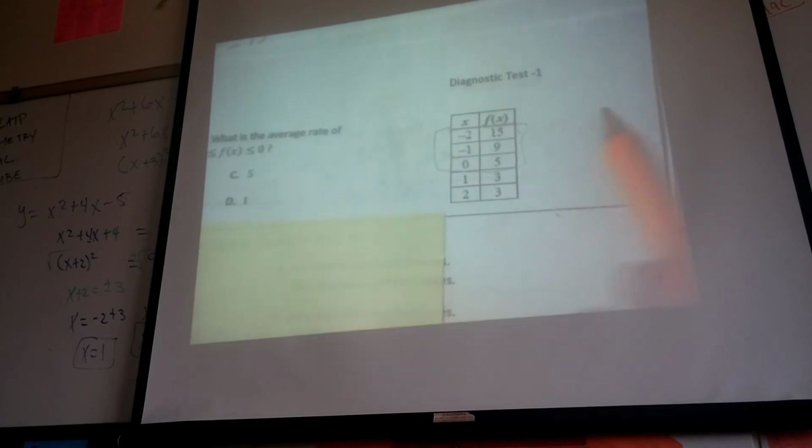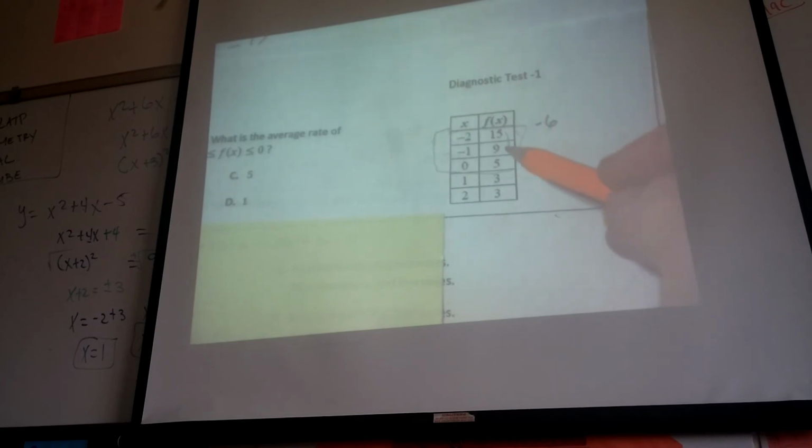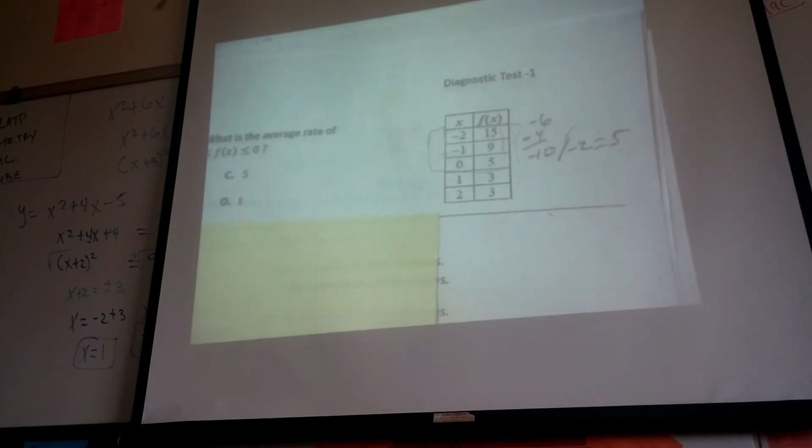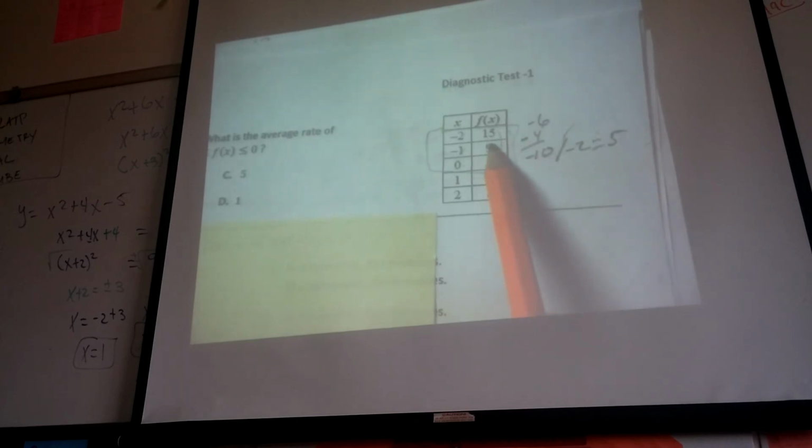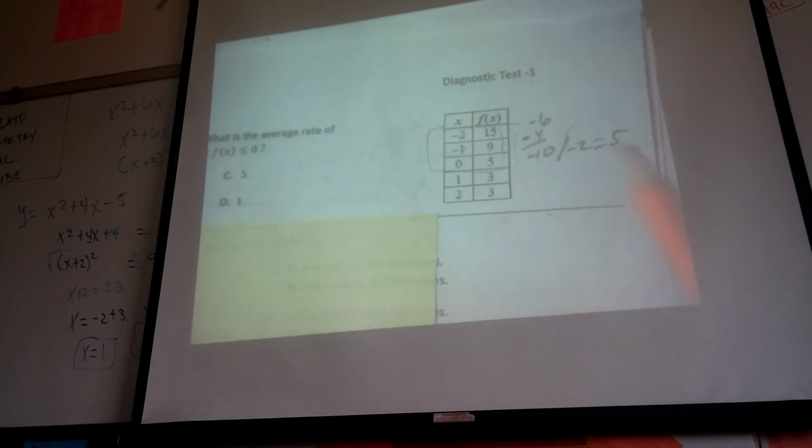What's the average change? Well, here they went down 6, and then I went down another 4. So I went down 10. And what is this here? It went down from 2 to 1 to 0, so I went down 2. So the f of x, the y, went down 10, and the x went down 2. 5. That's the average. This one went down 6, and this one down 4. The average is they went down 5.